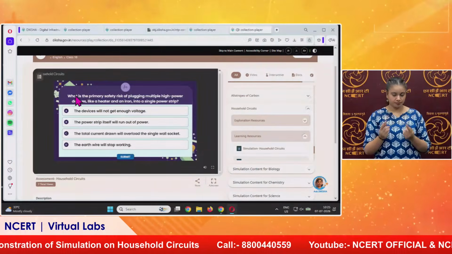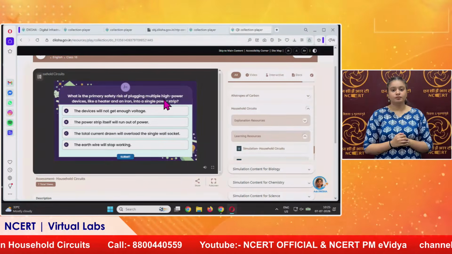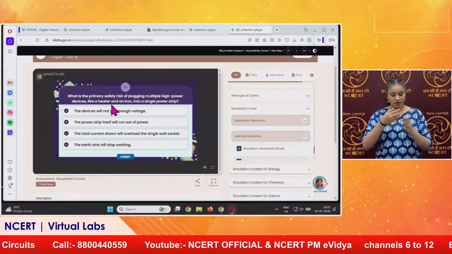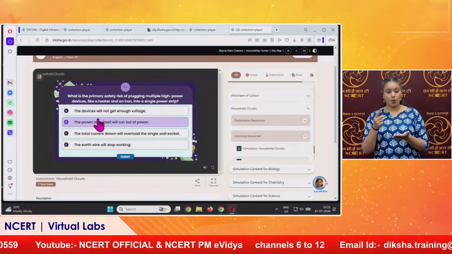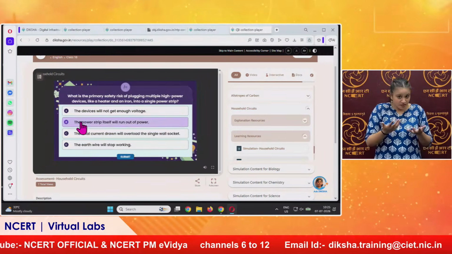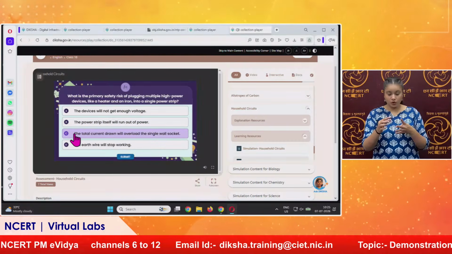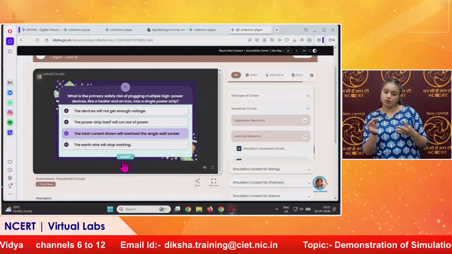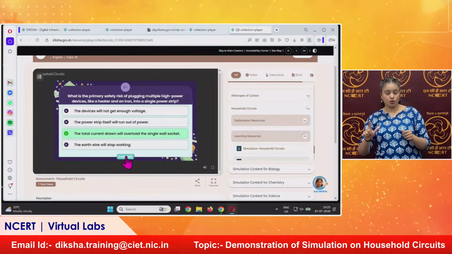Yes. So this is the first question: what is the primary safety risk of plugging multiple high power devices like a heater and an iron into a single power strip? So what will happen? Overload will take place. Does the power strip itself run out of power? No, the total current will overload the single wall socket. So in a single wall socket, it will overload it.